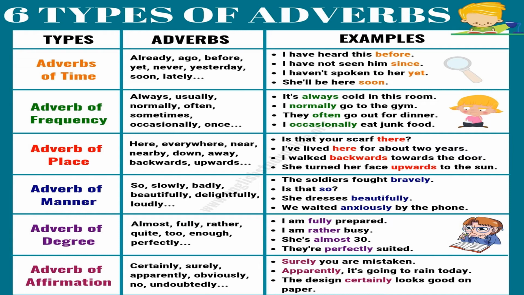And so on. Adverb of degree is number 5 of the types of adverbs: almost, fully, rather, quite, too, enough, and so on. The last one is adverb of affirmation. I want to assure something. So when I say certainly, surely, obviously, you can study those types, each one alone.